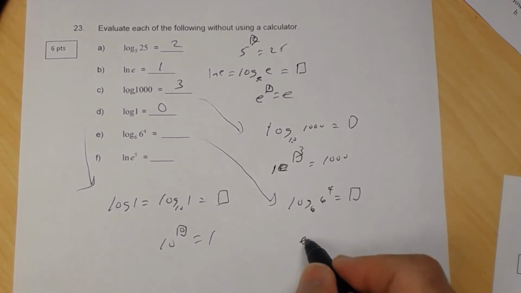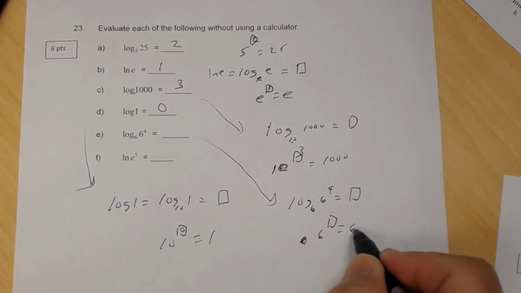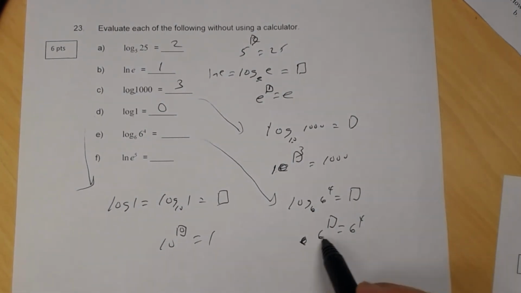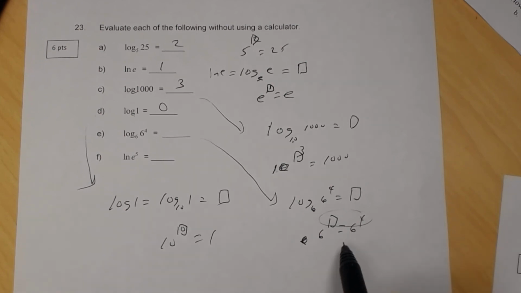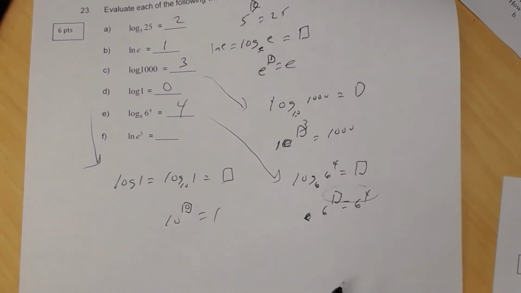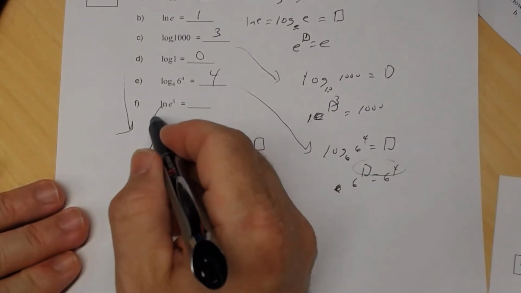Well, 6 to what exponent is 6 to the 4th? That's where you can use the one-to-one property. When the base is the same, that means the exponents have to be the same. So this has to equal 4. And the same thing here, natural log of e to the 5th.